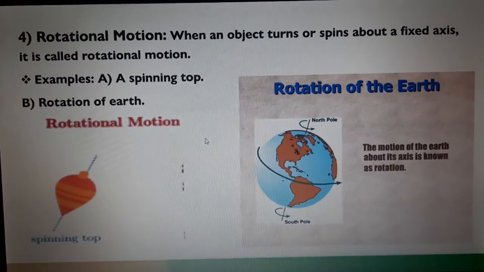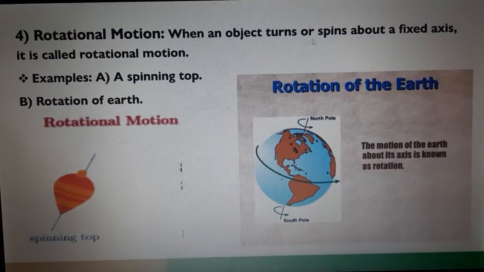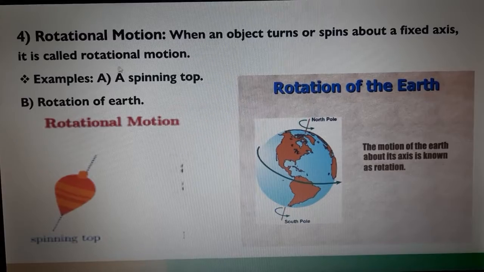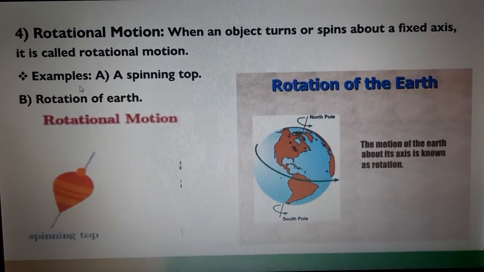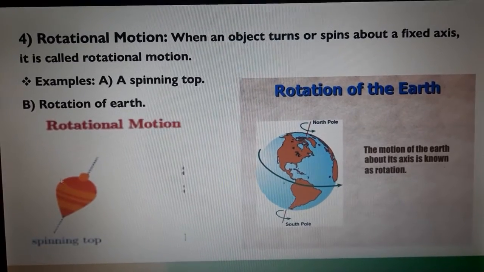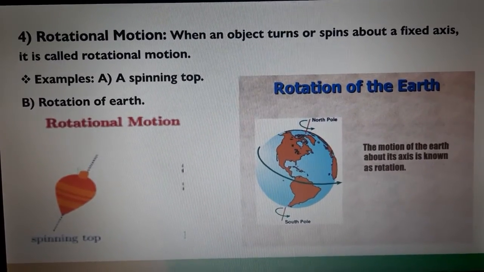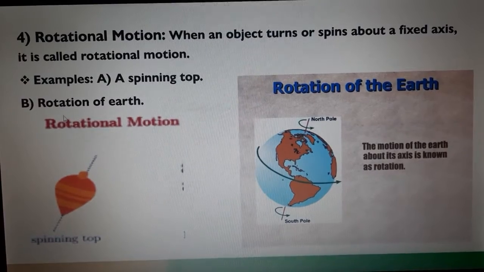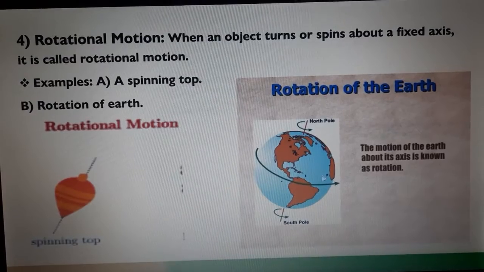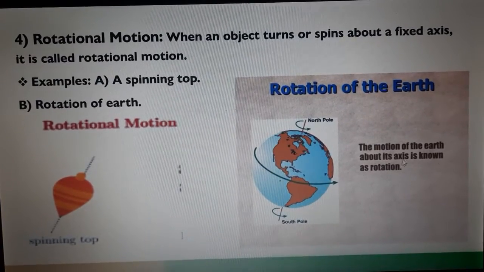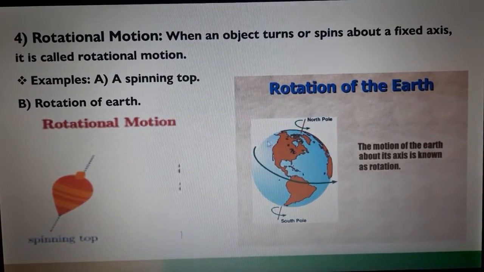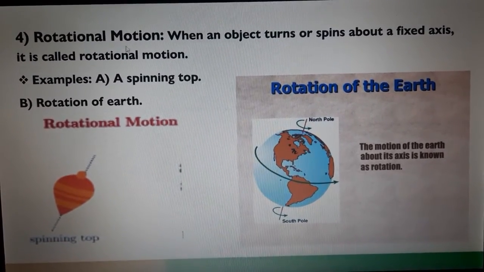The fourth one is rotational motion. When an object turns or spins about a fixed axis, it is called rotational motion. Examples: a spinning top. So this spinning top has its own axis and it will rotate on this. So this is a rotational motion. The next one is rotation of earth. The earth rotates on its own axis. The motion of the earth about its axis is known as rotation. So the motion is known as rotational motion.